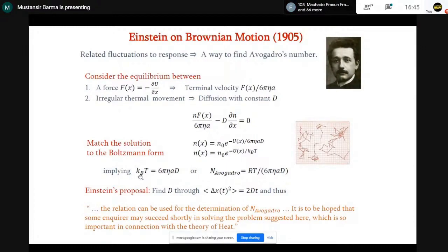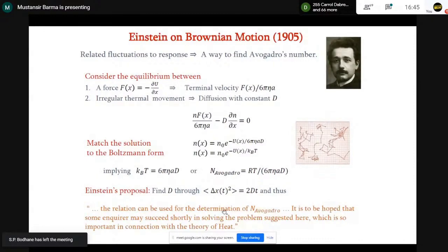K sub b is Boltzmann's constant. Today we know the value, but remember, the Boltzmann's constant is the gas constant divided by the Avogadro number. The big unknown then was the Avogadro number. So K was equally unknown. So Einstein's proposal was, go measure D, use this relation to find K, or equivalently to find the Avogadro number.